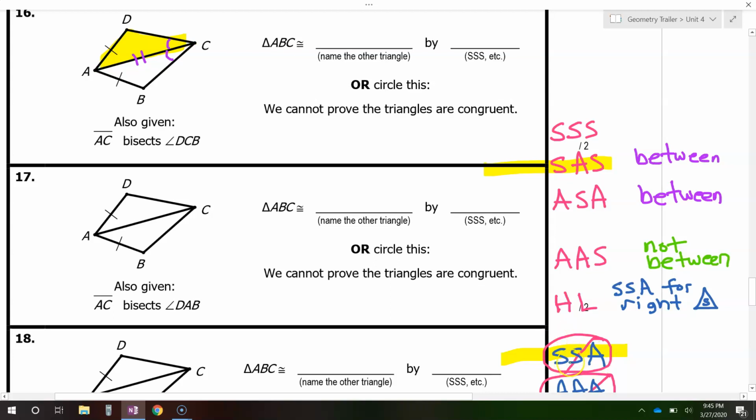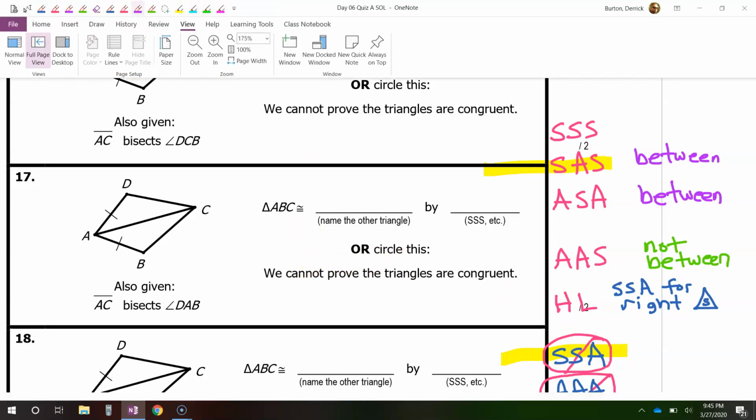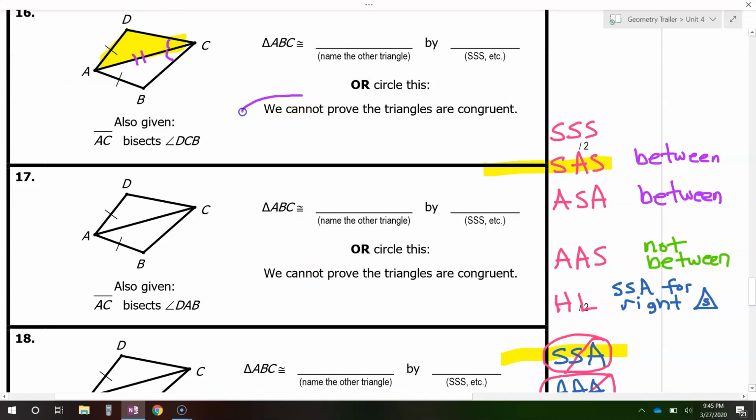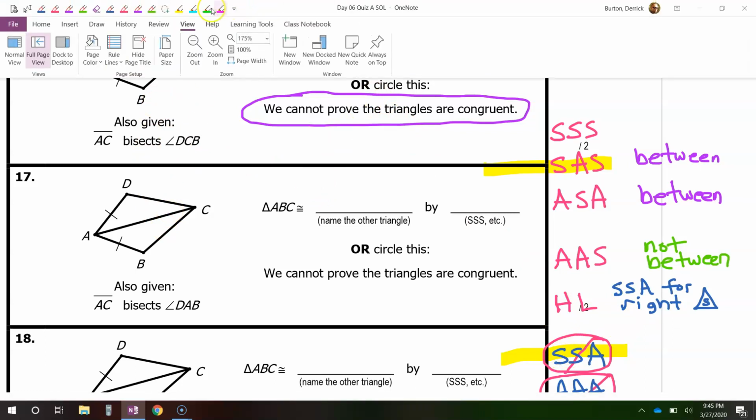If it turns out to be side-side angle, that means that the two triangles cannot be proven congruent. So we're going to circle this guy. And when you say that the triangles can't be proven, don't put anything on these lines. Leave them blank. Don't even write side-side angle. It doesn't exist. All right? Moving on to number 17.